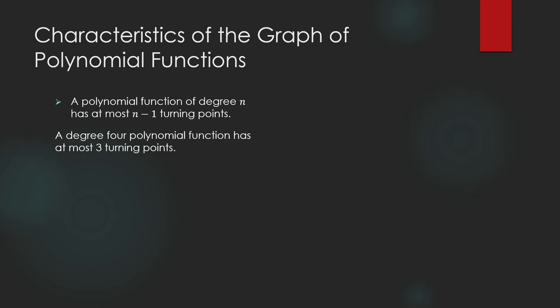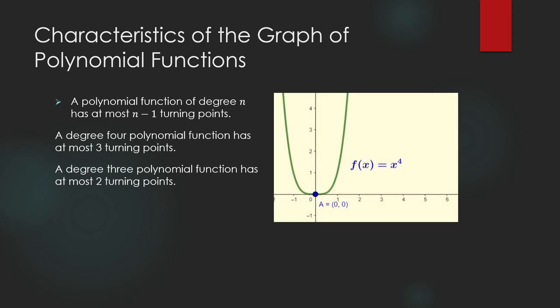Okay? It is possible that it can have 3, it can have 2, it can have 1, or it can have no turning points. For example, your polynomial function is a degree 3 polynomial function. So it's going to have at most 2 turning points. For example, okay, so this one is a degree 4 polynomial function. So it has at most 3 turning points. But in this particular case, it has only 1 turning point.